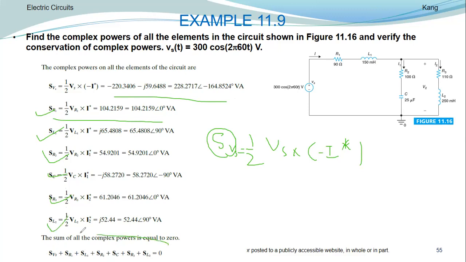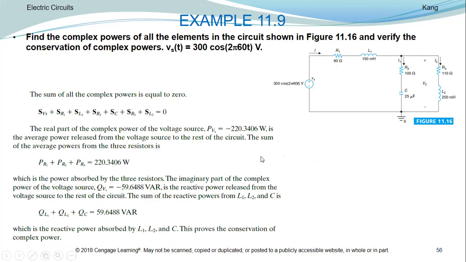So this is by summing all the values. The formula is the same. We just have to put in the values of VR1, VL1, and we can find the values of S respectively, and all these values we have to sum. So the sum of all the complex power will be equal to 0. Yes, the sum of all the complex power equals 0. So the real part of the complex power is this one, which will be equal to minus 220, the average power.